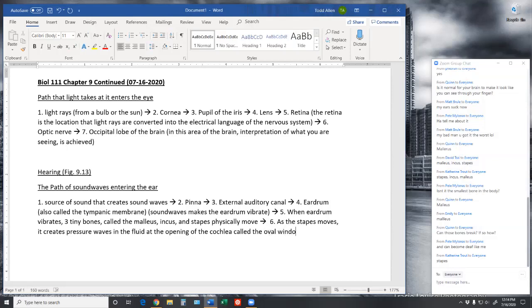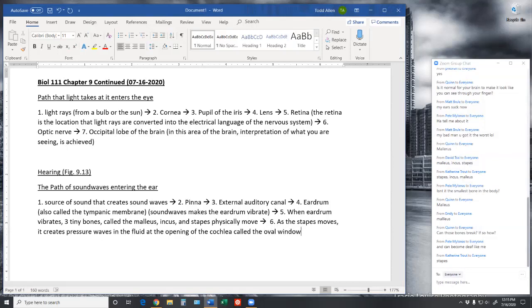Okay, as the stapes moves, it creates pressure waves in the fluid at the opening of the cochlea called the oval window. So as we look down on page 161, put your eyeball on those things. Make sure you know where the stapes is. Make sure you know where the oval window is. Make sure you know where the cochlea is.